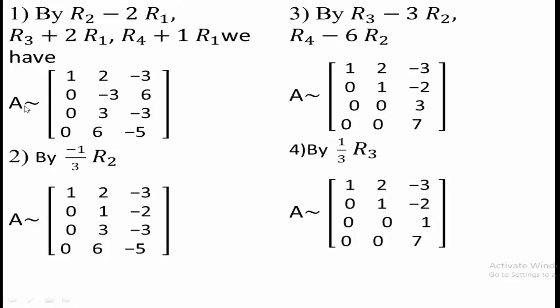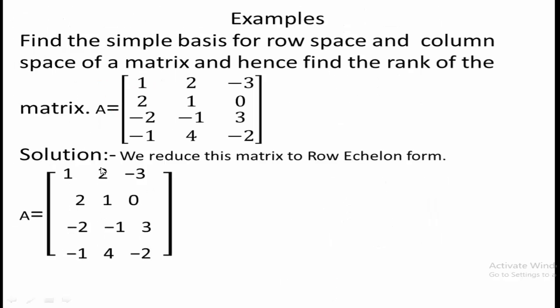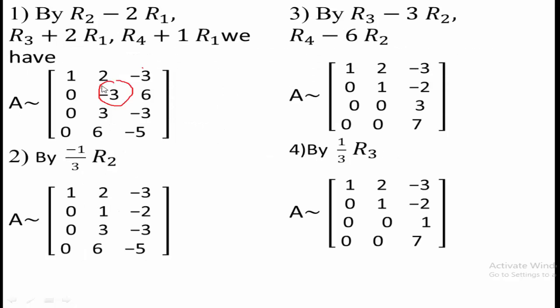we have A is equivalent to 1 2 minus 3. First row is as it is, second row is 0 minus 3 6, then 0 3 minus 3 and 0 6 minus 5. See here how this minus 3 came here. This minus 3 is due to the operation R2 minus 2 R1, multiplying the first row by minus 2 and adding to the second row. What do we get? Multiplying by minus 2 becomes minus 4, plus 1, that is minus 3.